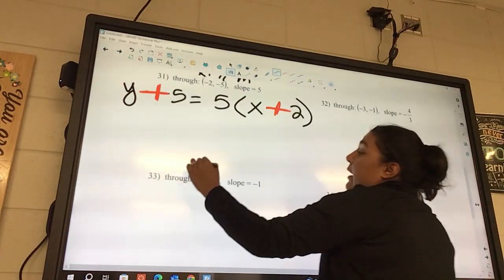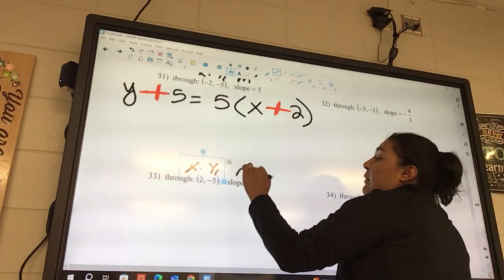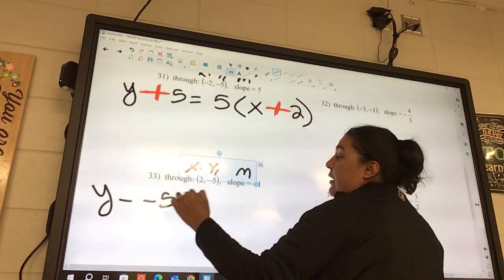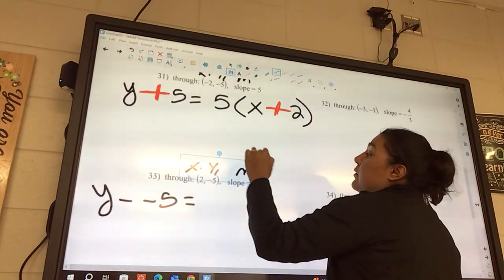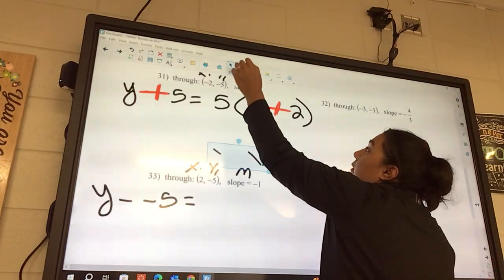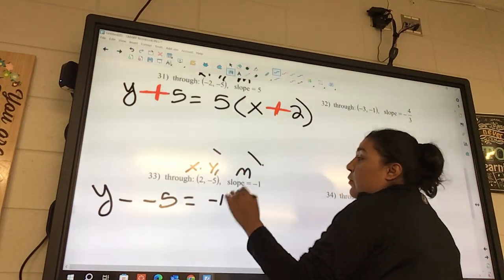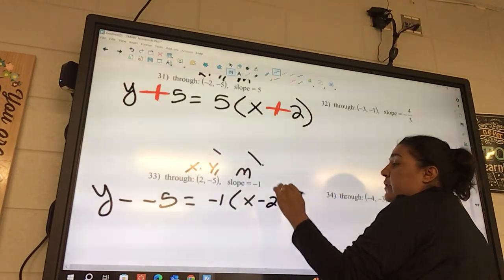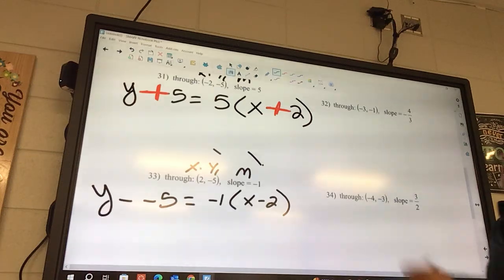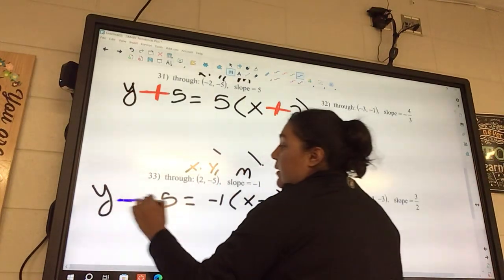Okay, 33, we got x1, y1, and my m. So it's gonna look like y minus negative 5 equals negative 1, x minus 2. Okay, and the minus minus becomes a positive.